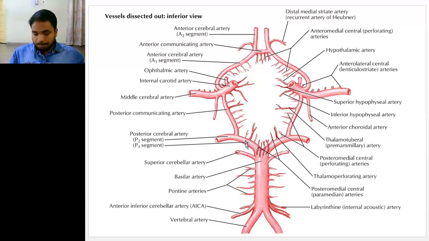Now we will talk about the P2 syndromes. So the P2 syndromes include the distal part of the posterior cerebral artery, that is distal to the junction of posterior cerebral artery with the posterior communicating artery. Fine. So the P2 syndromes occur when the cortical branches, right? So this will continue to give the cortical branches. When the cortical branches are involved, you will get the P2 syndromes, right?